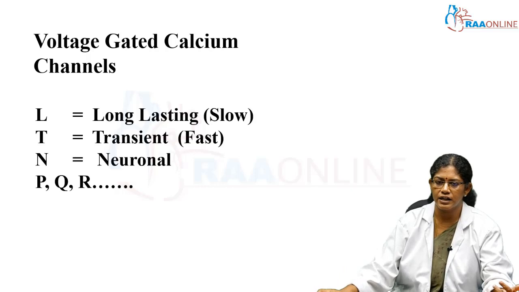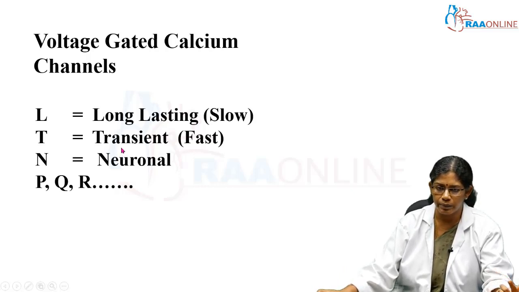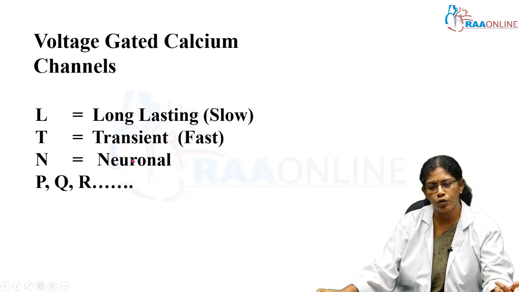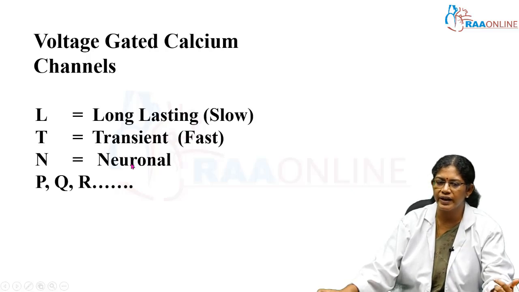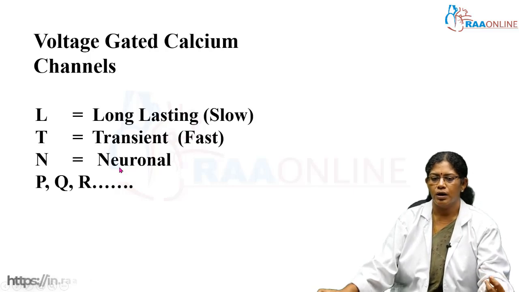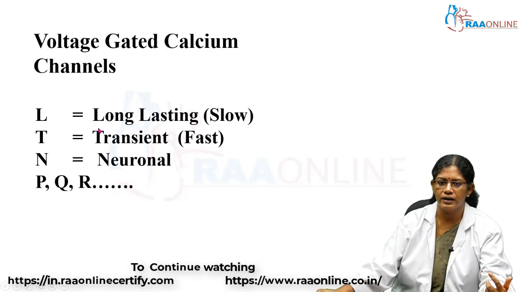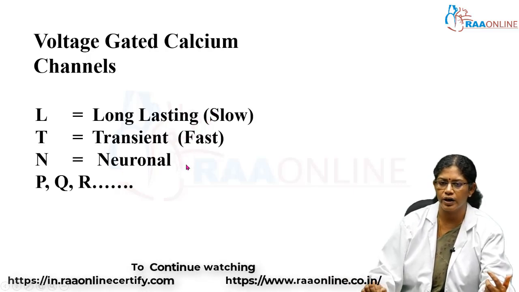The transient channels are especially present in our cerebrovascular system, that means in our brain. Certain anti-epileptic drugs block these T-type channels. For the neuronal channels, gabapentin and pregabalin, this group of drugs, act on these neuronal channels. These drugs are mainly used in spondylitis-like pain. So about these channels we will see later. The L group of channels, the long lasting channels, are what we are going to see today.